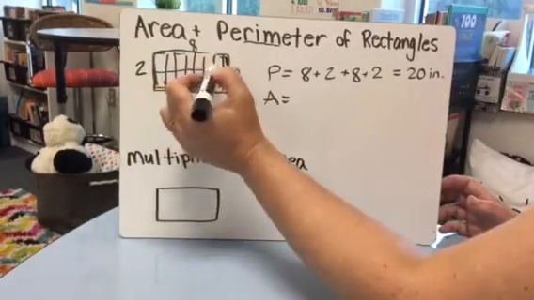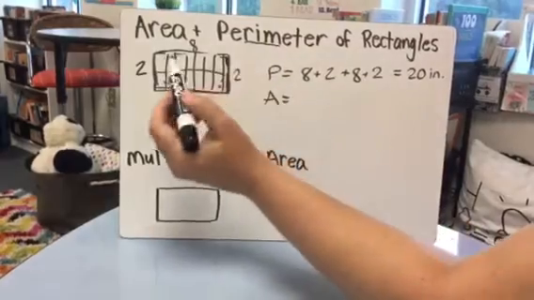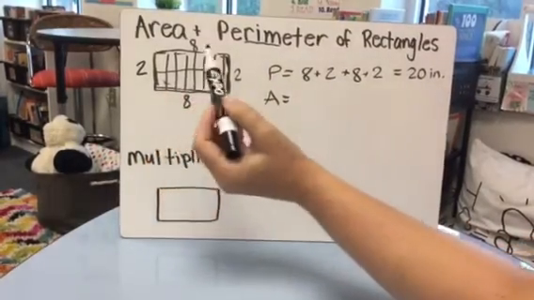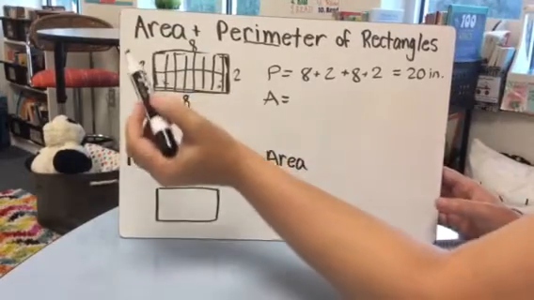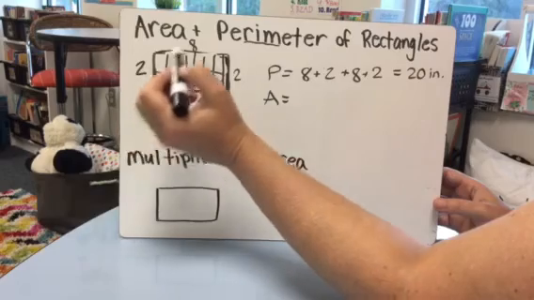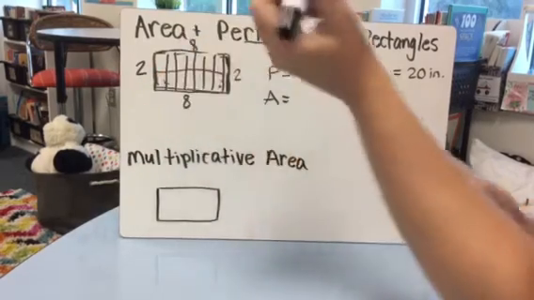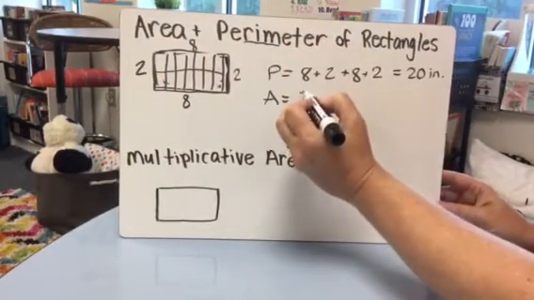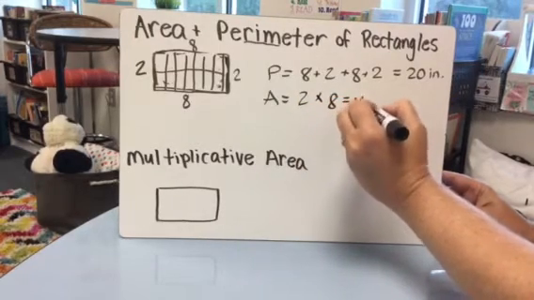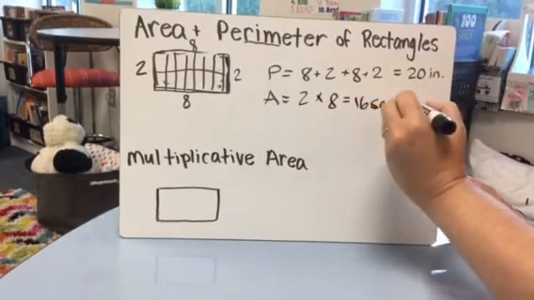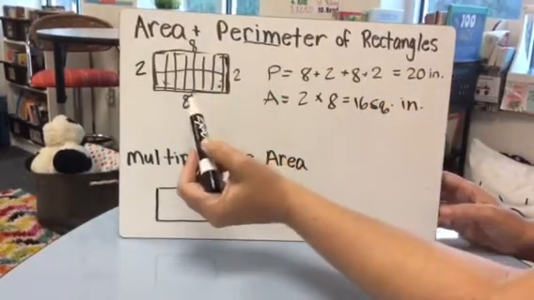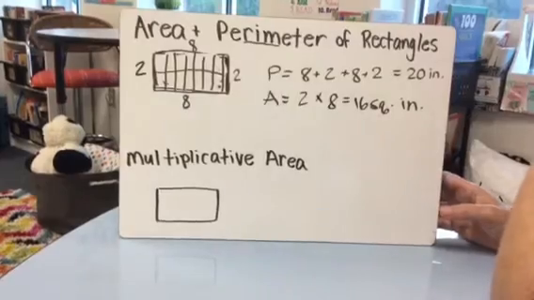1, 2, 3, 4, 5, 6, 7, 8. So now if I make that array and I count up all of my tiles, I'm going to have 16 tiles. But we've also made the connection that I have 2 rows with 8 in each group. 2 groups of 8 is multiplication. So I can do 2 times 8 equals 16 square inches. So this builds on what we've already been learning about arrays and multiplication.